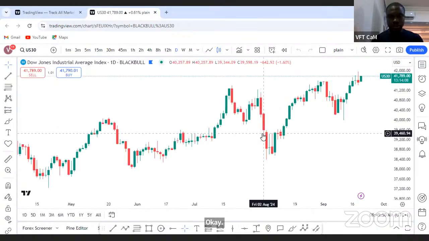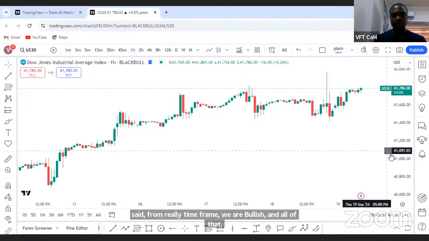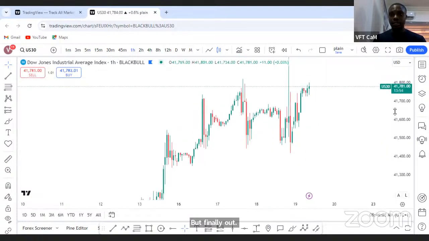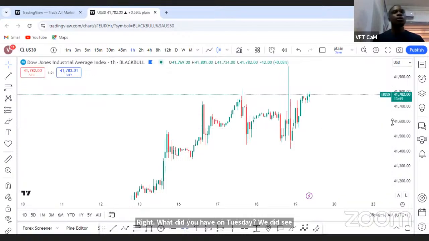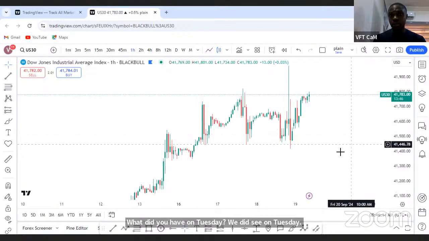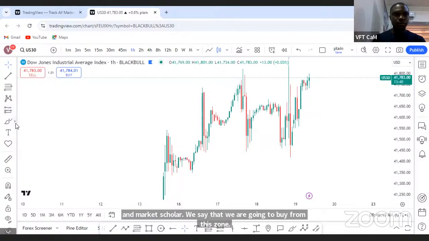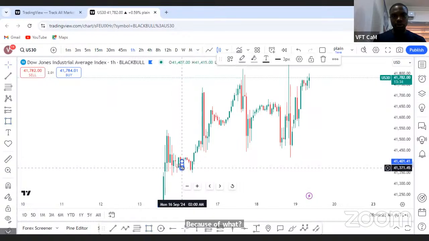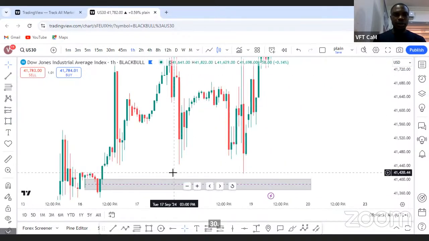We rightly said from the daily time frame we are bullish and all of that. Our setup from Tuesday has not changed, but finally played out. For those that remember the setup we had, what did we see on Tuesday? Both London and New York session market color. We said we are going to buy from this zone because of what? Remember our markup on US 30. We're planning to buy from here, particularly from where? This fair value gap.